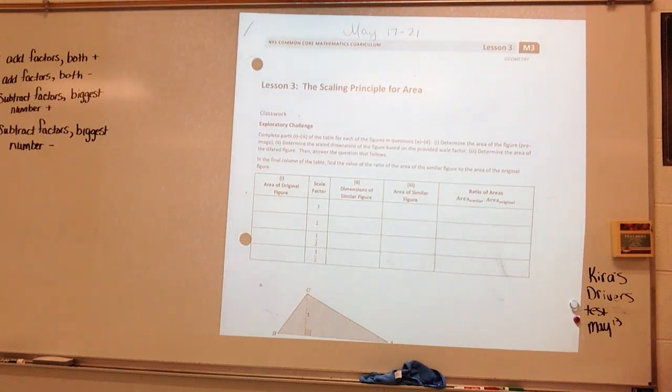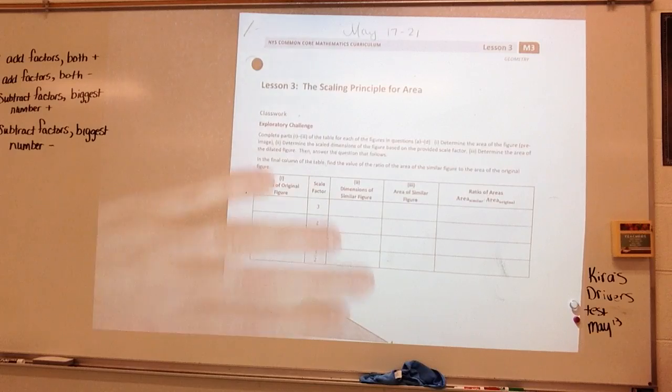Let's go ahead and look at this. So we're going to complete parts 1 through 3 of the table for each of the following figures in A through D. 1, we're going to determine the area of the figure pre-image. 2, we're going to determine the scale dimensions of the figure based on the provided scale factor. And 3, we're going to determine the area of the dilated figure and then answer the questions.